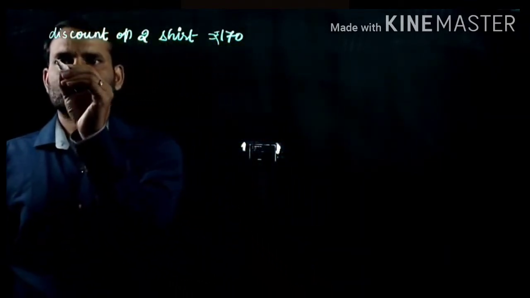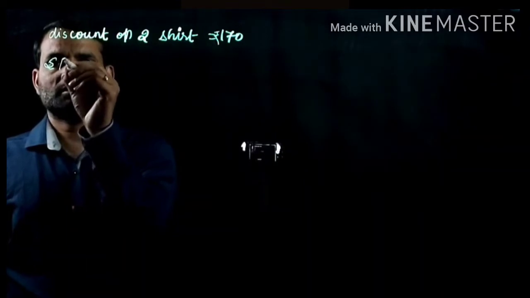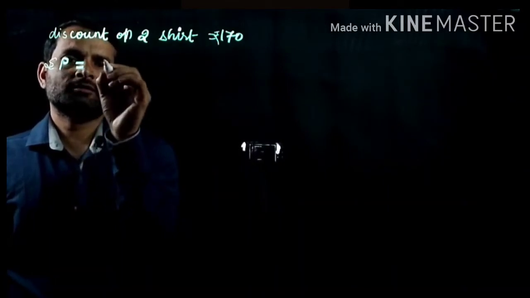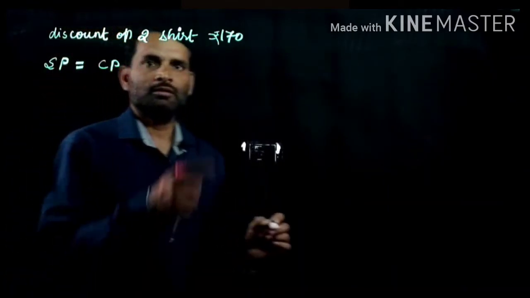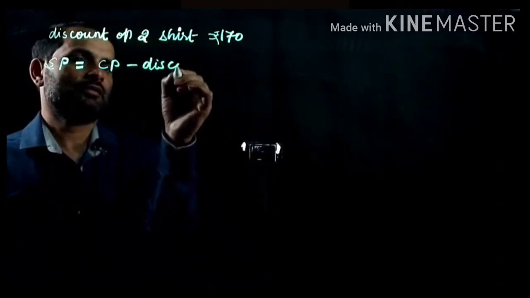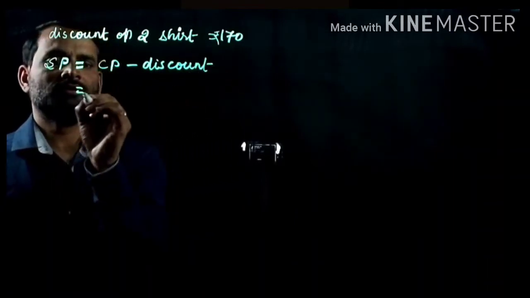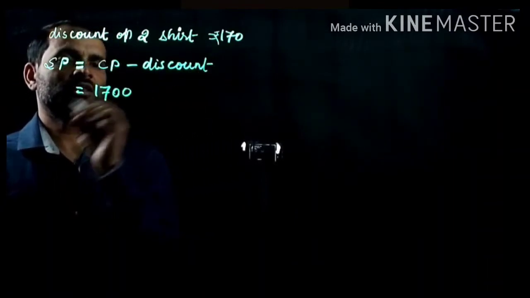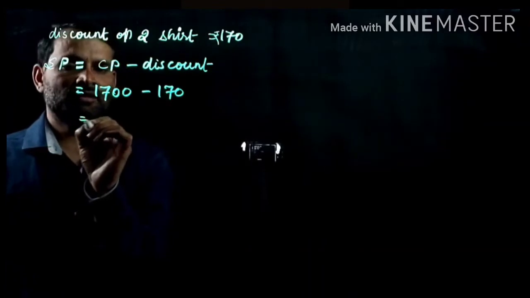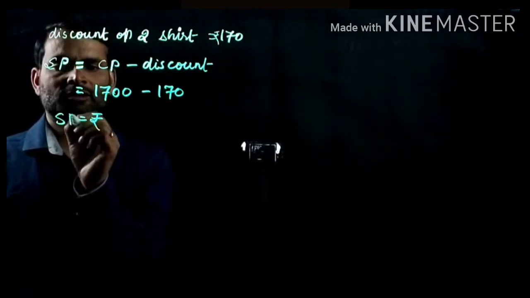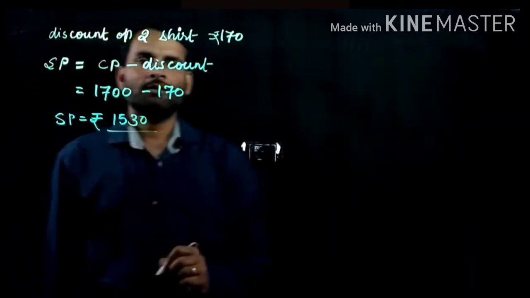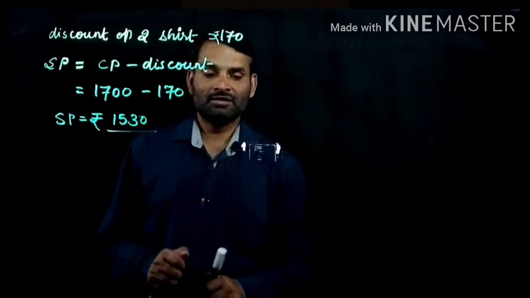So that is the sale price. The sale price is the cost price minus discount, because it is a discount. The CP of 2 shirts is 1700 minus 170. That is the SP of 2 shirts: 1530. Okay, and the question asks for the total.